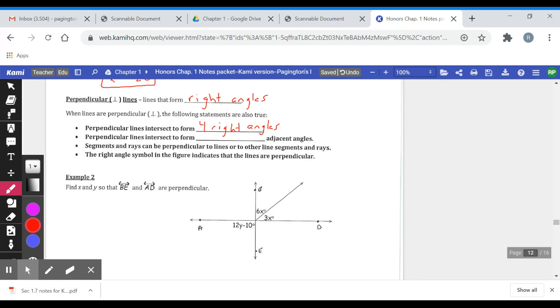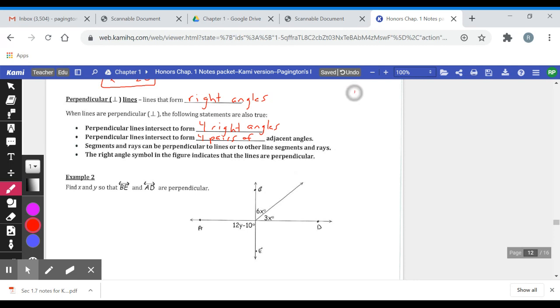Okay, and it says perpendicular lines intersect to form 4 pairs of adjacent angles. Remember, adjacent means next to. And it says segments and rays can be perpendicular to lines or to other segments or rays. And it says the right angle symbol in the figure indicates that the lines are perpendicular.